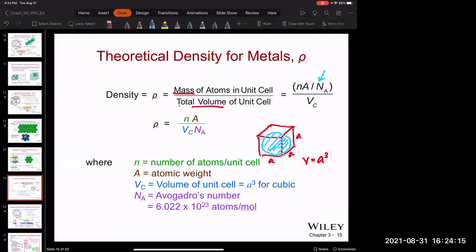So this A represents atomic weight. You divide by the Avogadro number to represent the mass of a single atom. So A divided by N_A is the mass of a single atom. N represents how many atoms are in the unit cell. Then you get the total mass inside of the unit cell, right? Then you divide by the volume of the unit cell. That is how you get the density of an element.